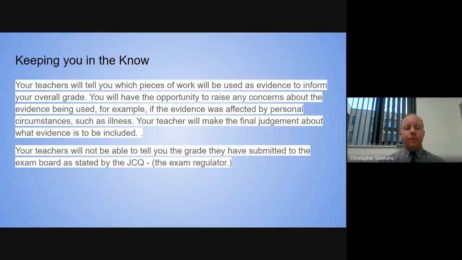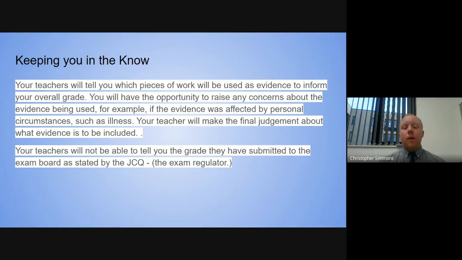Keeping you in the know. Teachers will tell pupils the pieces of work that will be used as evidence to inform their overall grades. Pupils will have the opportunity to raise any concerns about the evidence being used, for example, if the evidence was affected by personal circumstances, such as illness. Teachers will make the final judgment about what evidence is to be included, however.